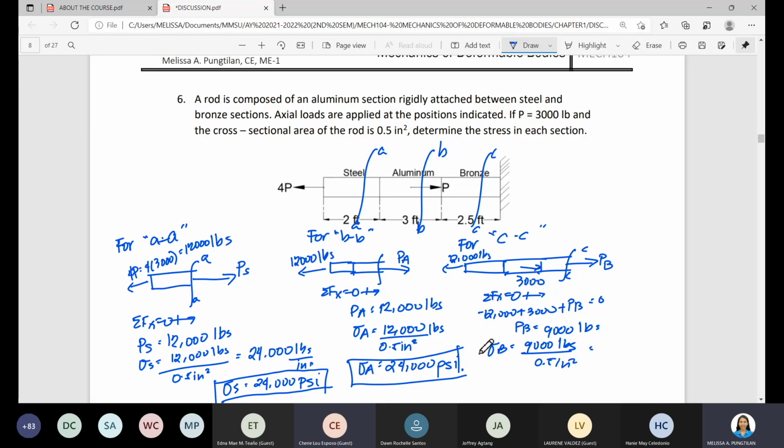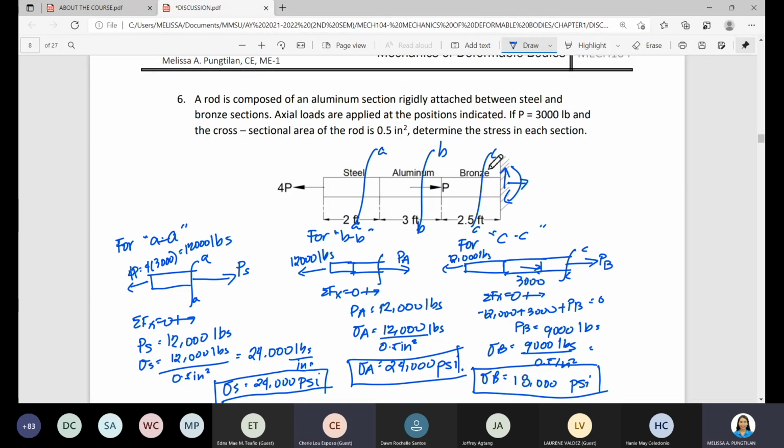So this is equal to 18,000 PSI. So yun yung stress at B. So dito sa case na to, hindi kayo pwedeng magsimula dito sa section CC, kasi it is a fixed. Okay, fixed siya. Meaning meron ditong moment and meron ditong forces vertical and horizontal. Kaso, those are unknowns kaya hindi kayo pwedeng magsimula dito sa ating CC.